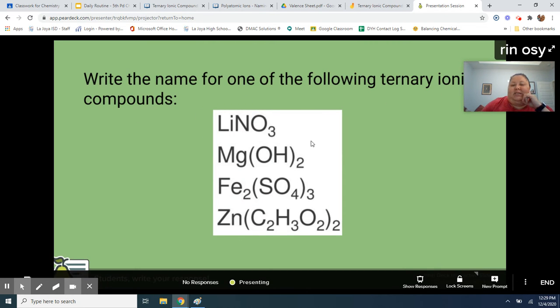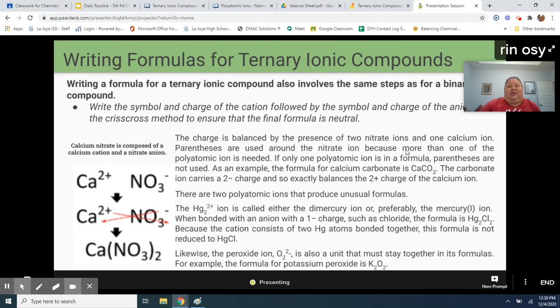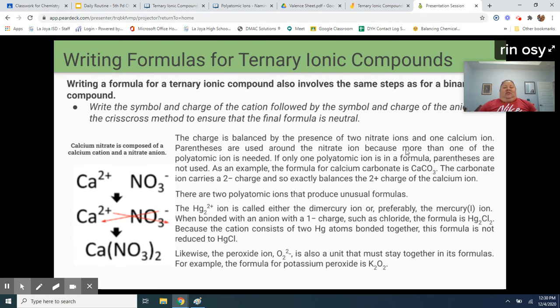We did some practice yesterday. We said that the first one was lithium nitrate. The second one was magnesium hydroxide. The third one, iron 3 sulfate. And then the last one, the fourth one, zinc acetate. All right. This is where we left off. We left off talking about writing formulas for ternary ionic compounds.